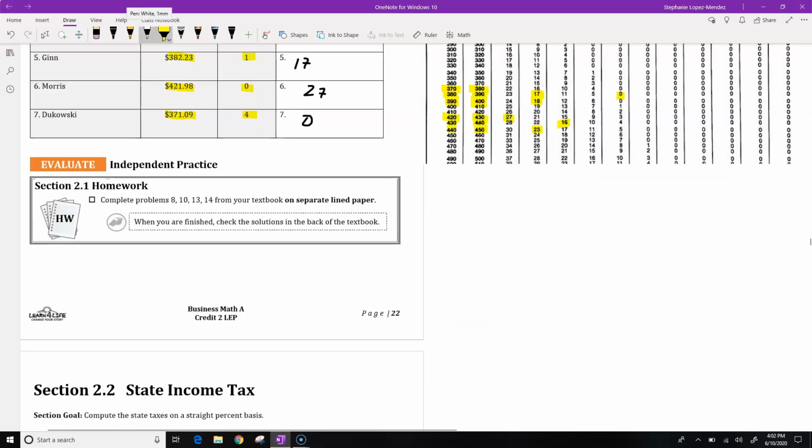Now work on section 2.1 of your homework and complete 8, 10, 13, and 14.